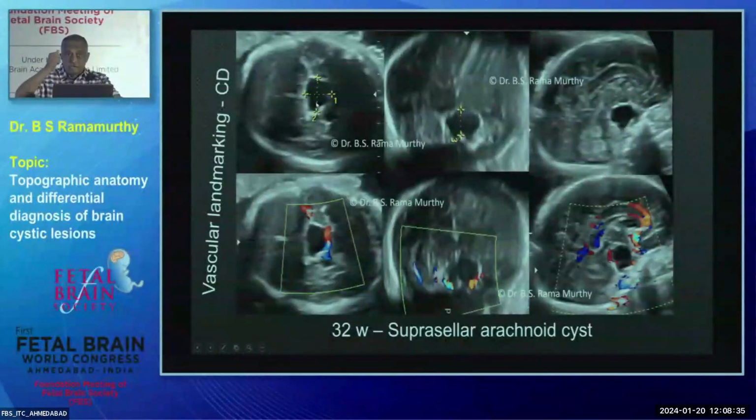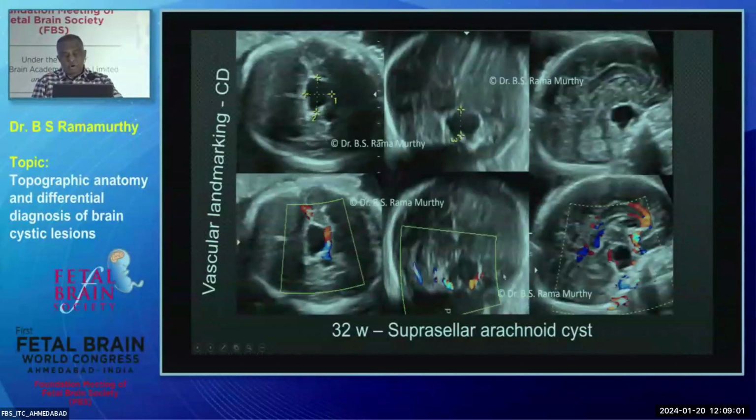But if you were to do your sweep, as I said, a real-time sweep up and down, you would go down and pick up that cystic space there. And in a minute, when you turn the color Doppler on, you know that the circle of Willis is all around the cyst, telling you that this cyst is coming from the suprasellar cistern. So that is a suprasellar cistern cyst. It could be an arachnoid cyst.